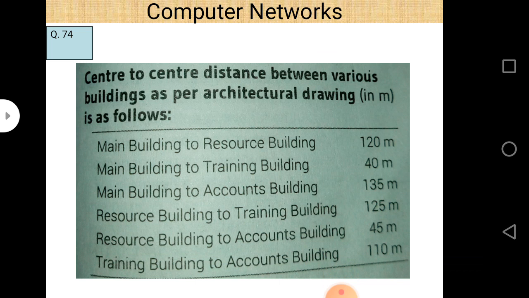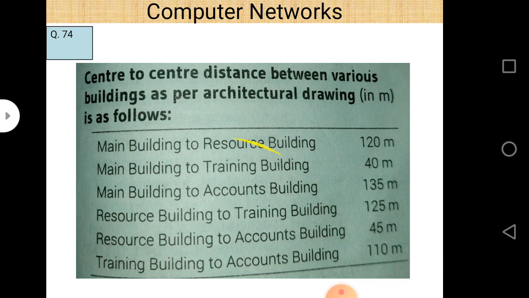And in this lecture, we are going to discuss some question answers based on computer networks. Actually, we discussed a few of them in our last lecture, and in this lecture we continue these types of numericals. So, first of all, question number 1, and that is question number 74 of your book.